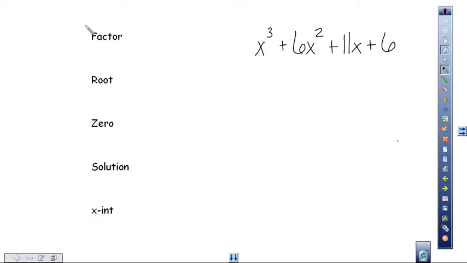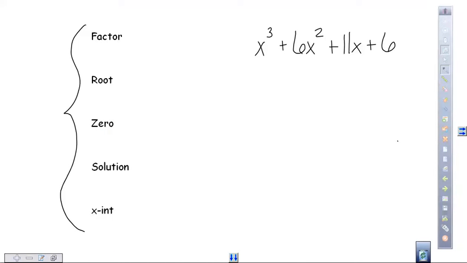In fact, we said that there were 5 words that actually all were referring to the same numbers. Factors were meaning the same thing as roots. Root is just another word for it. A lot of times they'll word questions, find all the real roots. What do they mean by that? Well, you just have to remember, roots are the zeros, are the solutions, are the x-intercepts.